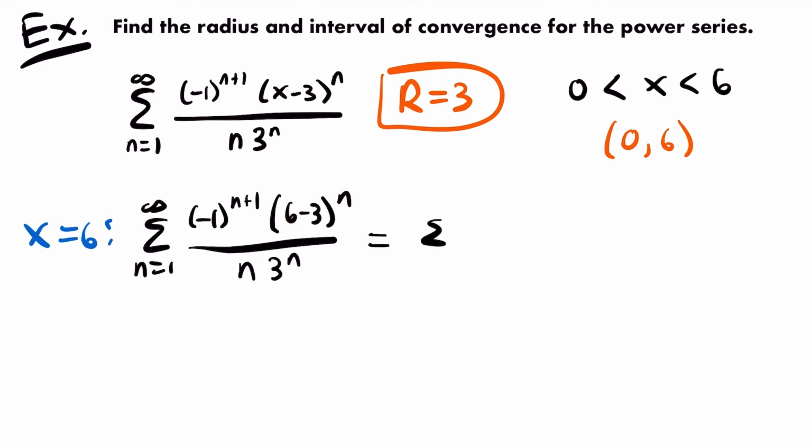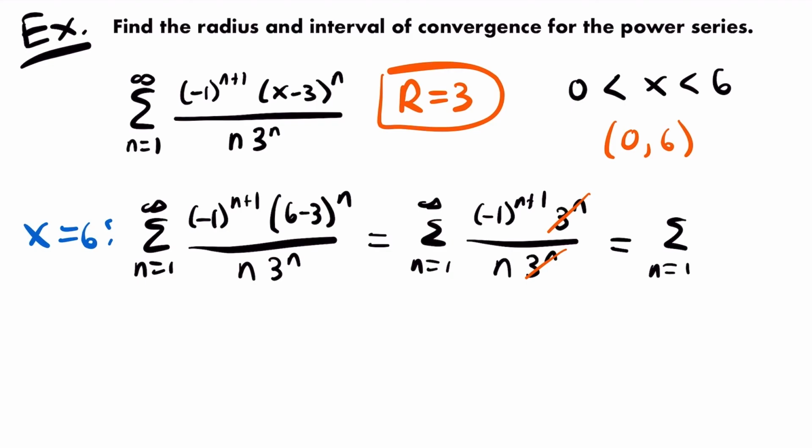So this is equal to the sum from n equals 1 to infinity of -1 to the power of n plus 1 times 3 to the power of n divided by n times 3 to the power of n. And now we have 3 to the power of n in the numerator and denominator. And so those are going to cancel each other out and leave us with the sum from n equals 1 to infinity of -1 to the power of n plus 1 divided by n.